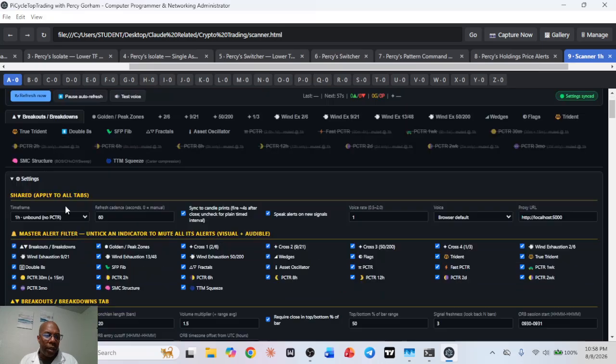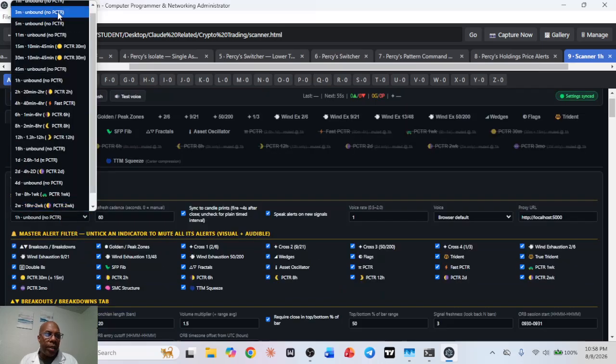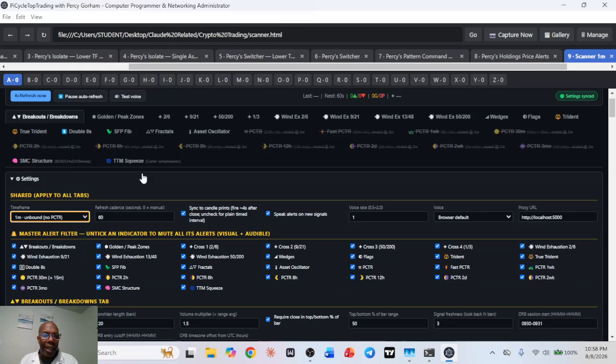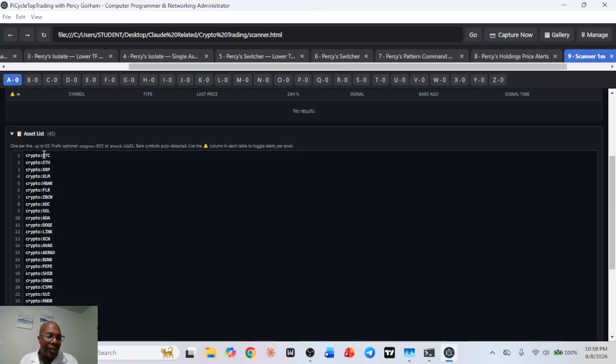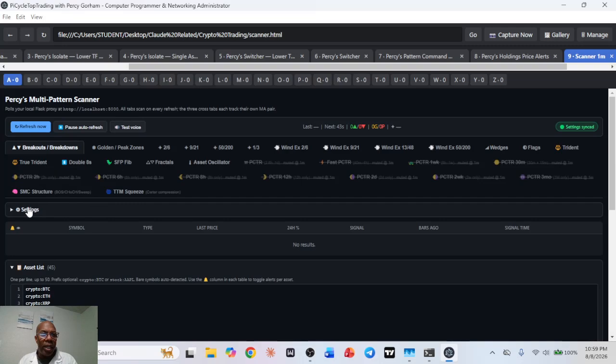I'm not going to put that on, but let's go on a 1 minute time frame. And let's look at, all of them are chosen. It's pretty powerful stuff. All of them are chosen. 45 assets. I think only XLM is chosen. We'll see when it catches up.